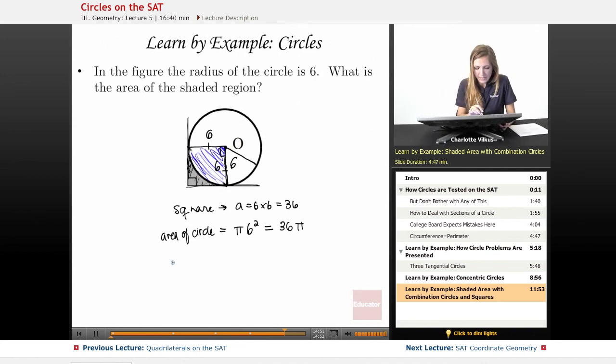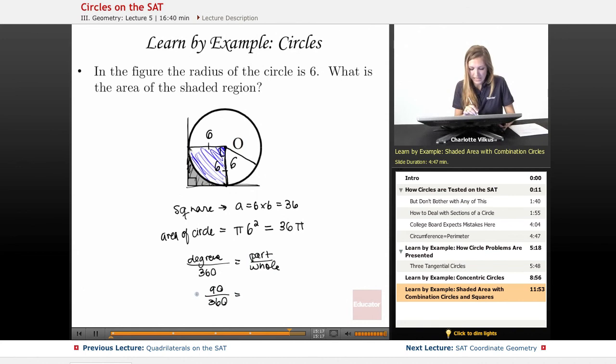If I were to go back to the equation that I previously mentioned, which is that basically the degrees that we're looking at over 360 is equal to the part over the whole, I could say that 90 over 360 is going to be the part of the area that I care about, which is a quarter circle, because 90 over 360 simplifies to 1 over 4. But it's going to be the area that we care about, that part over the whole area.